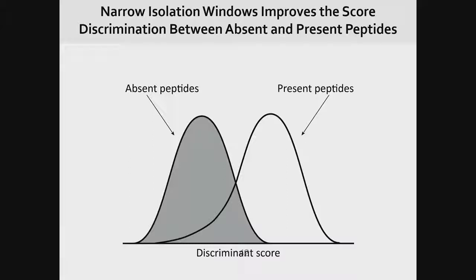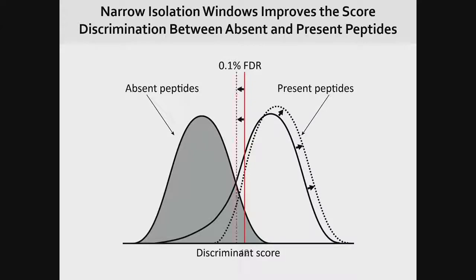So another way to look at this is that if you had some sort of discriminant score for those peptides that are not present versus those that are present, you would have to draw a given line for a given false discovery rate that you might be interested in. As you narrow your isolation window, though, the peptides are going to become better separated. Your true peptides are going to become better separated from those that are incorrect. So you should be able to shift your false discovery calculation a little bit over to the left even more.